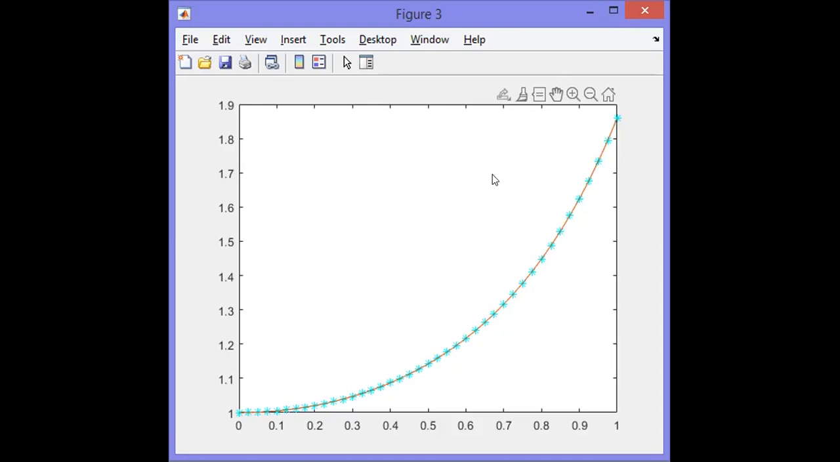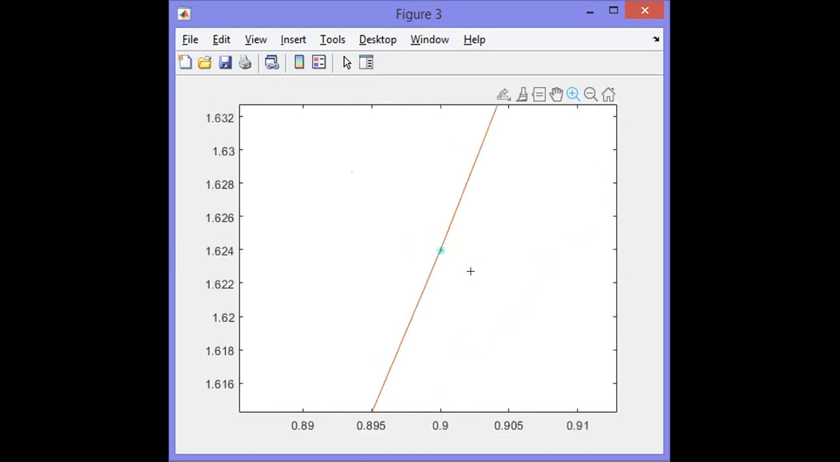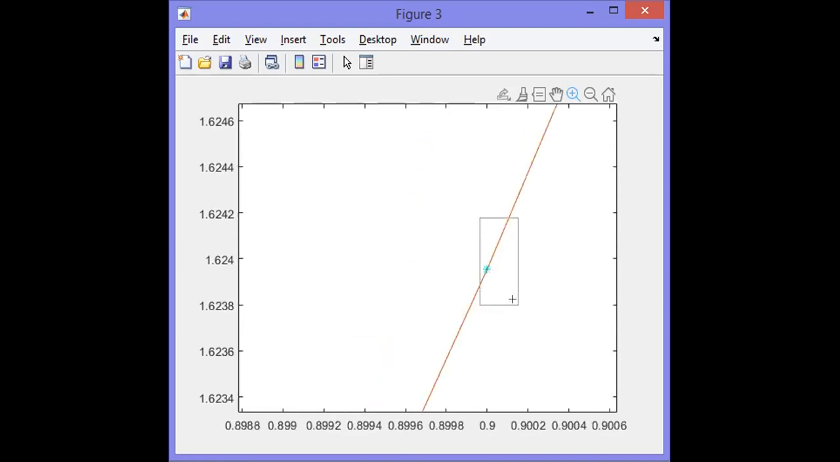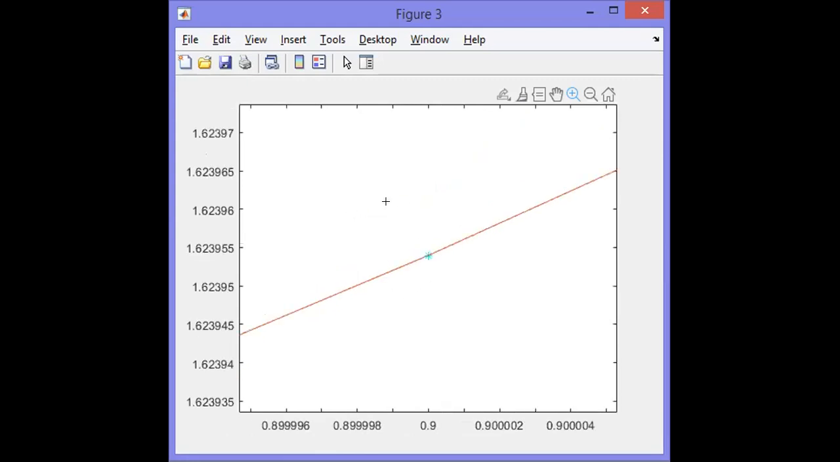So let's just see this. You see that the starred answers, the ODE45, are very, very close to the actual solution. The question is how close? So how about we zoom in and explore? Let's just pick one of these. You got to be careful because the width of this thing is going to stretch out the curve. So I'm just zooming in a whole lot of times.